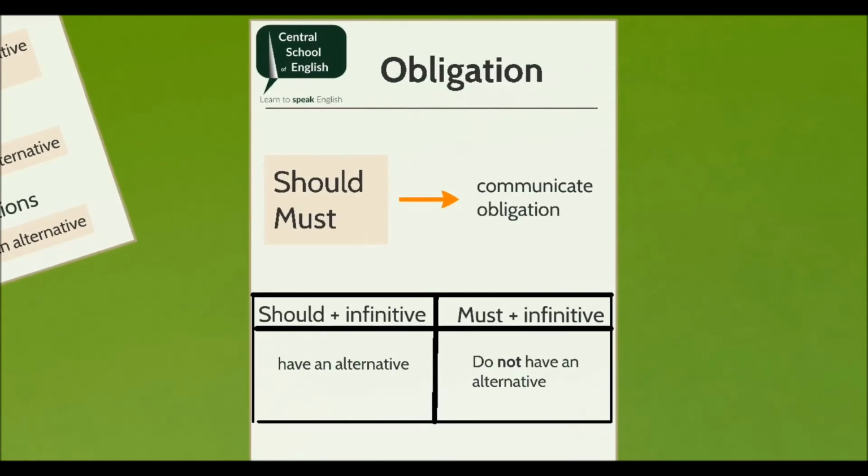We also use the modal verbs should and must to communicate an obligation. However, there is a small difference in meaning between the modal verbs should and must to communicate an obligation. When we say that we should do something, this means that we have an obligation to do this. However, when we use the modal verb should to indicate an obligation, there is an alternative to doing an action. When we use the modal verb must to communicate an obligation, there is no alternative.